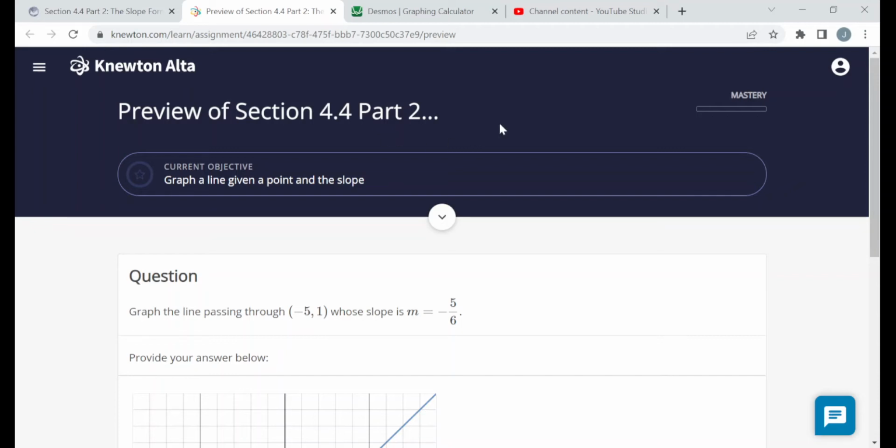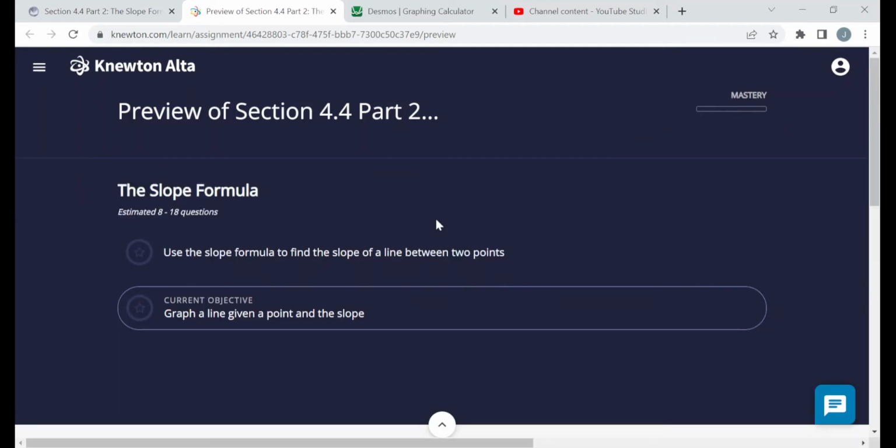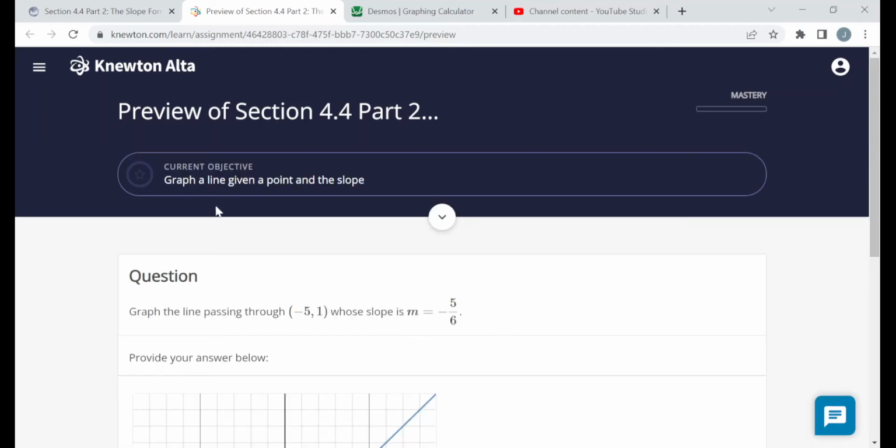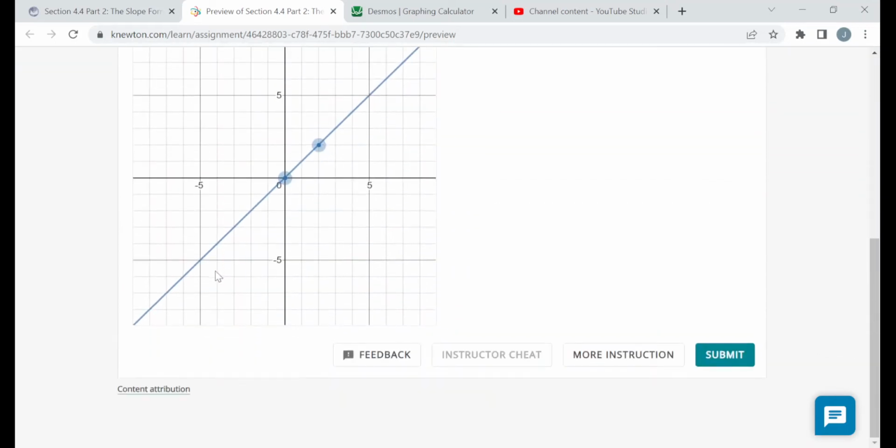Alright, so on the assignment page you should be seeing the title, the mastery bar that tells you how far along you've gotten, the objectives. It looks like there are 2 objectives. Under the current objective there should be a question related to that objective, and then at the bottom of every question you should be seeing a feedback button where you can send feedback to Knewton if you wish. You will not have an instructor cheat button, that's for instructors only.